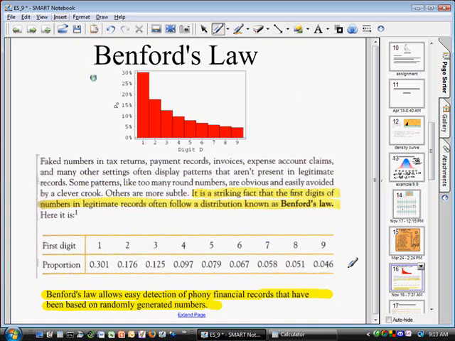Okay, now, a really unique principle I need to show you about today called Benford's Law.